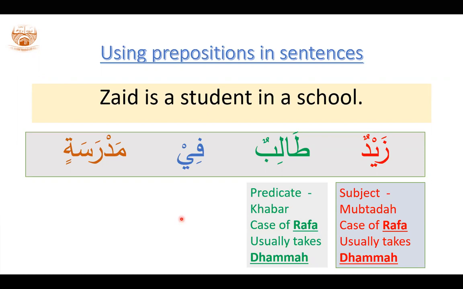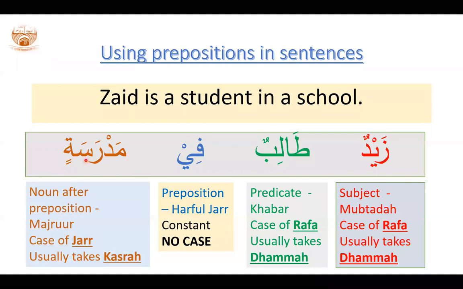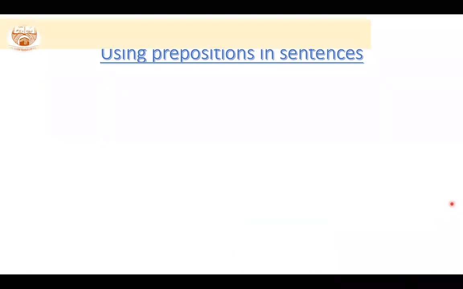And what does rafa usually take? Dhamma, okay? Then we have the word fi. Fi is a preposition. It is called harful jar. It is a constant word, therefore there will be no case attached to it. All of these are in the case of rafa, and so on, which tells us what vowel will be on the ending. When there is a constant word, there will not be any case. Then we have the word that comes after the preposition. How do we call this? Majrur. Majrur exists in the case of jar, and usually takes what vowel? Kasra. So the sentence will be Zaidun Talibun fi madrasatin. Zaidun Talibun fi madrasatin. Zaid is a student in a school. Let's look at another sentence.